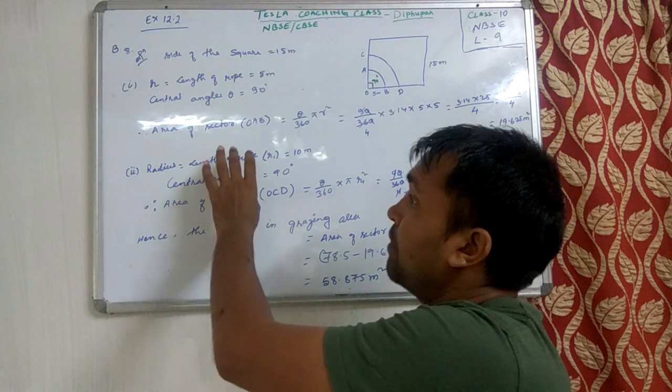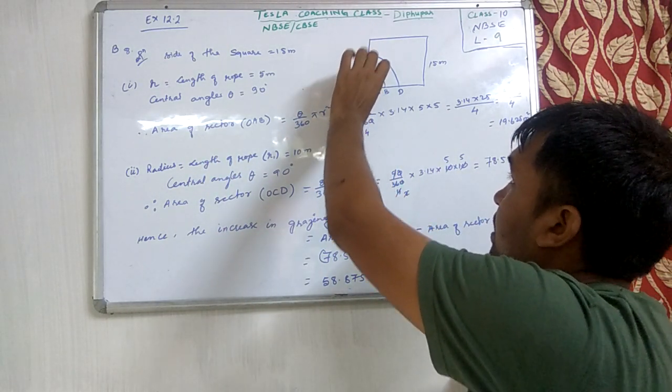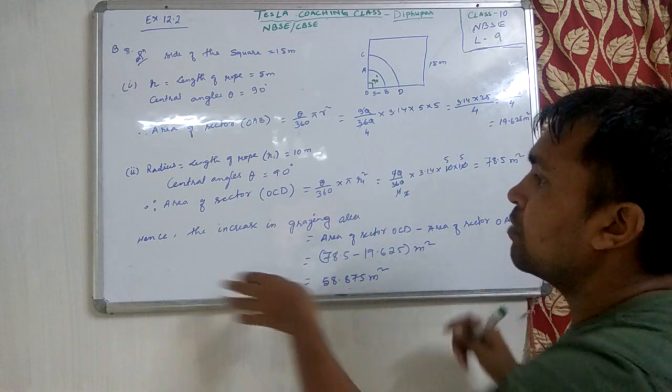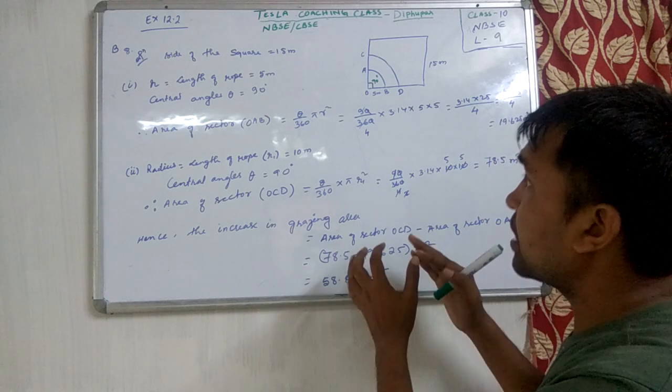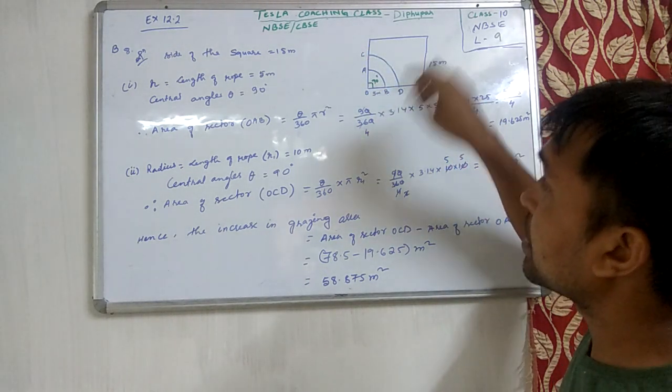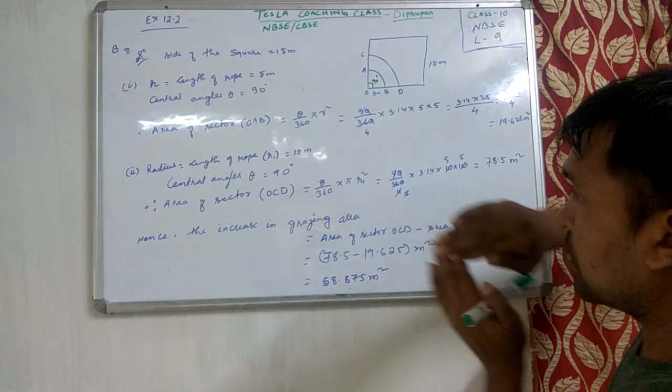Hence, we now have the area grazed with this radius and the area grazed with this radius. So what is the increase in the area? We are going to find out. Therefore, the increase in grazing area: the bigger one is what? OCD, so area of OCD. The smaller is OAB, so that one we will subtract.